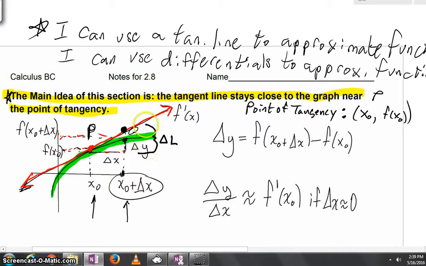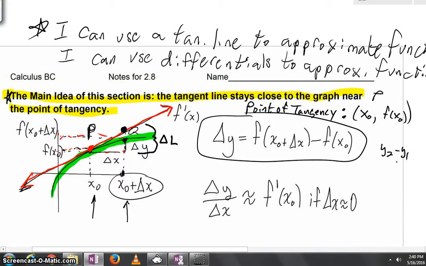Look, I have delta L. L is going to be used as a line, L for line, tangent line. So we could talk about the true change in y on the curve. That's delta y. That's your two y values, y2 minus y1 being subtracted. But you could also talk about the change in y on the tangent line. That's delta L. And we'll talk more about that even in our second day here.